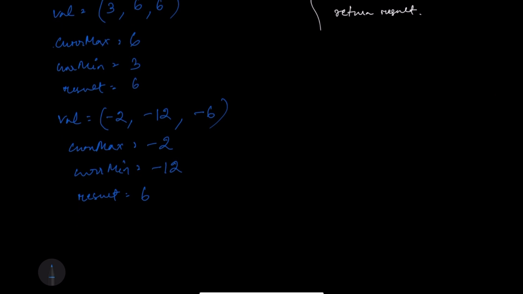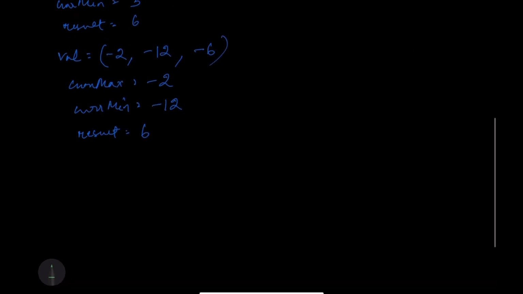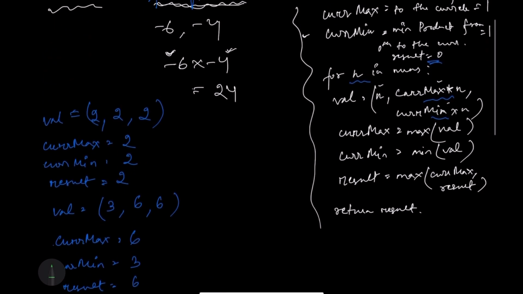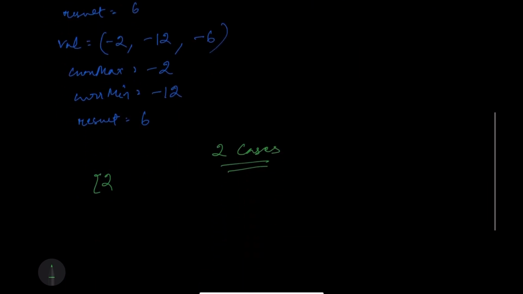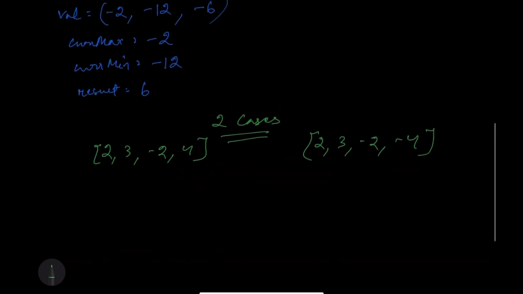So our result would remain the same because -2 is smaller. Now we have got two cases. First case, we would be having the array that was given to us, that is 2, 3, -2 and 4. We would also see one with 2, 3, -2 and let the next element be -4. So we have reached till -2.